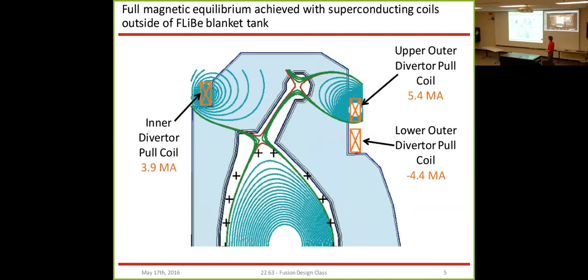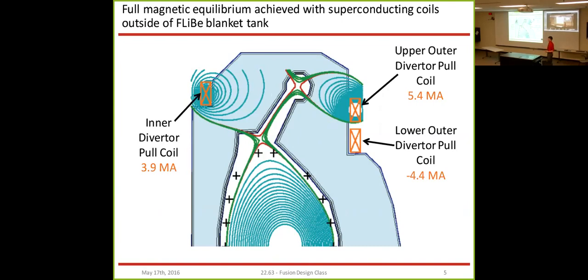So the full magnetic equilibrium for the diverter has been achieved with superconducting coils outside of the FLiBe tank. And this is something kind of new that we looked at because you don't actually need any copper coils inside the FLiBe for the equilibrium magnetic field. And this is really nice because it allows you to significantly reduce your power consumption for your diverter coils and also to shield these coils from the neutrons being generated in the plasma.